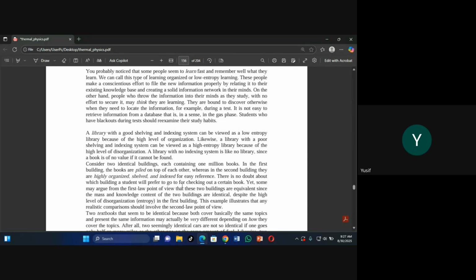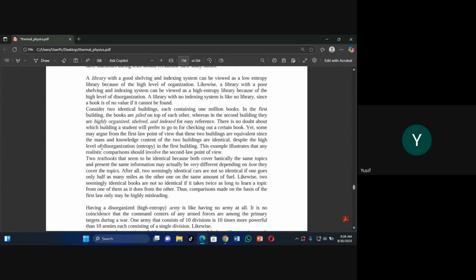There's no doubt about which we've read here. Yes, some may argue about the first law of thermodynamics. The example illustrates that many realistic comparisons should involve the second law point of view. Two textbooks that seem to be identical because both cover basically the same topics and present the same information may actually be very different depending on how they cover the topics.